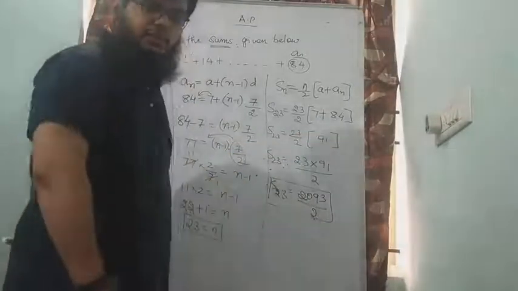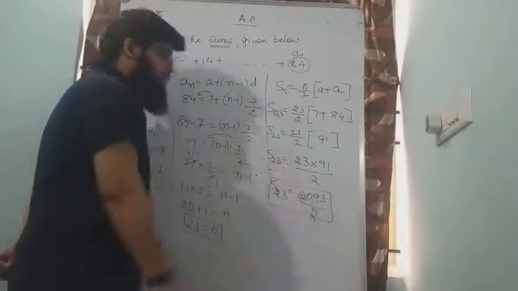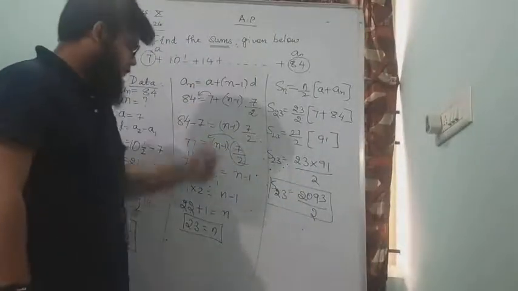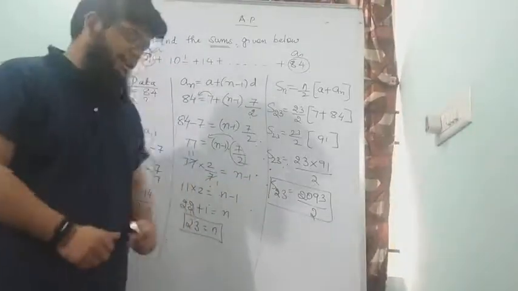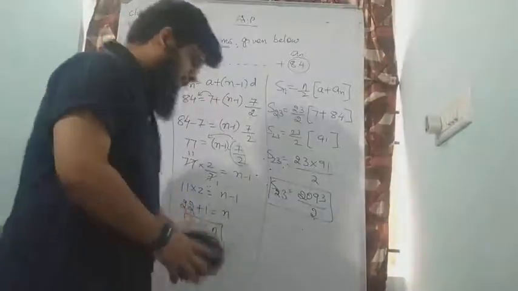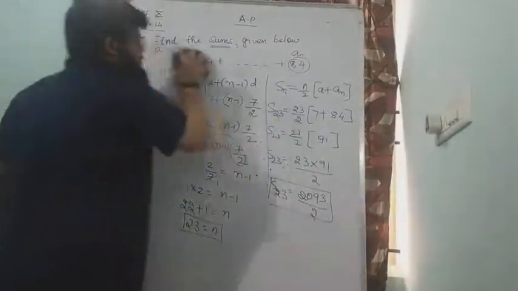Please check for verification once. Divided by 2. That means the answer for this problem for n is 23. That is, S23 is equal to 2093 divided by 2. I hope you have understood. Let us do one more question.